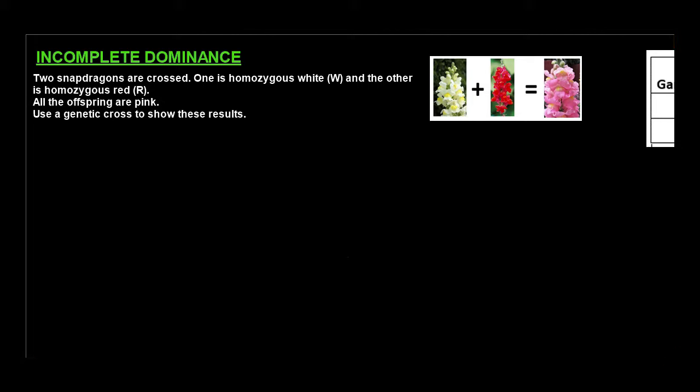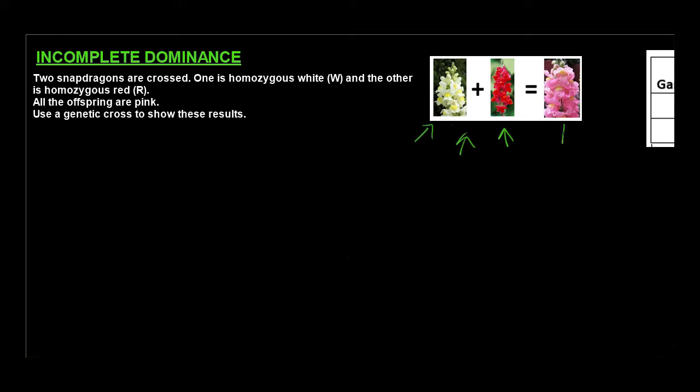So, incomplete dominance. This is a question out of an old exam paper, just so you guys know where it is from. Let's look at it. Two snapdragons are crossed. What are snapdragons? These flowers over here, they are snapdragons. One is homozygous white, that one over there, and the other is homozygous red.